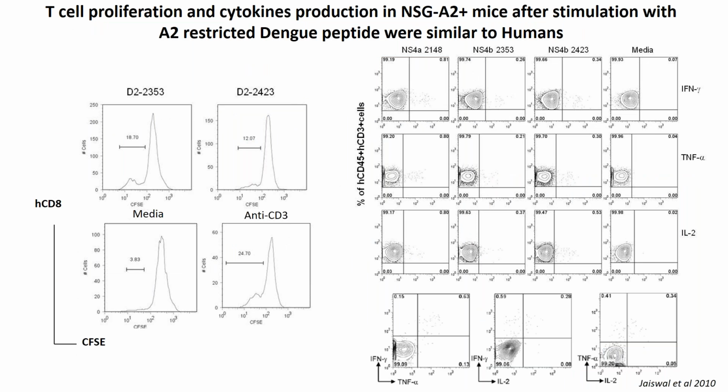So next what we did, we took some peptides which were A2 restricted. It was a dengue peptide, and it has been shown to elicit a good T cell response in humans. So we took that same set of peptides, and then we did a similar intracellular cytokine assay in the A2 positive animals, and we found that the T cells proliferated significantly in response to the A2 restricted peptide, and they secreted numerous cytokines like interferon gamma, TNF, and IL-2, shown on the right side of the graph. And these T cells were polyfunctional in nature. So this set of data suggested that the NSG A2 plus animals have a better T cell response compared to NSG A2 minus animals.